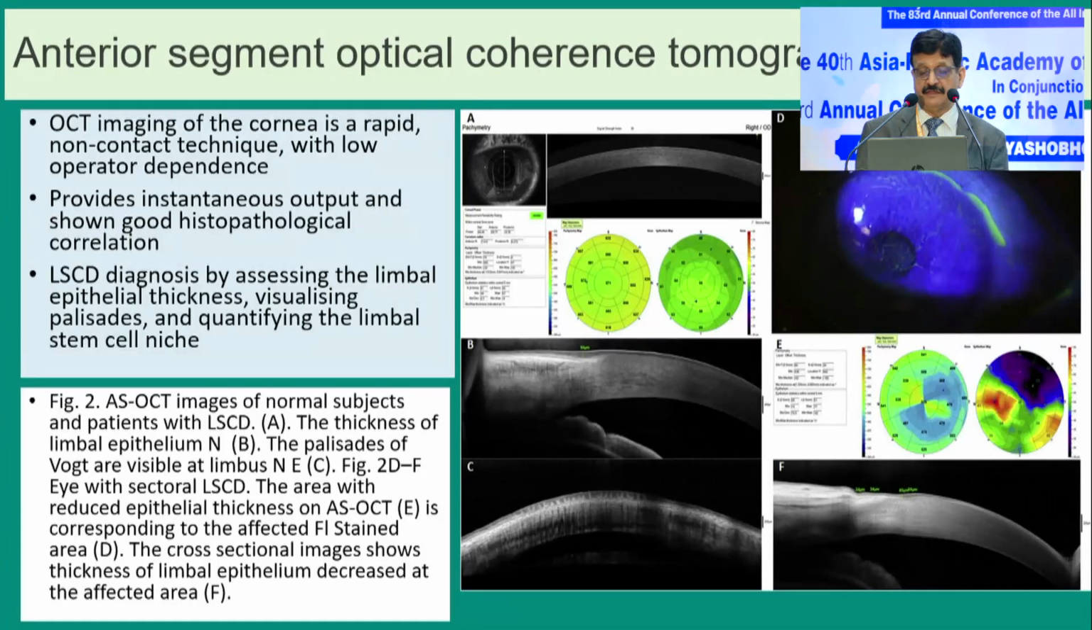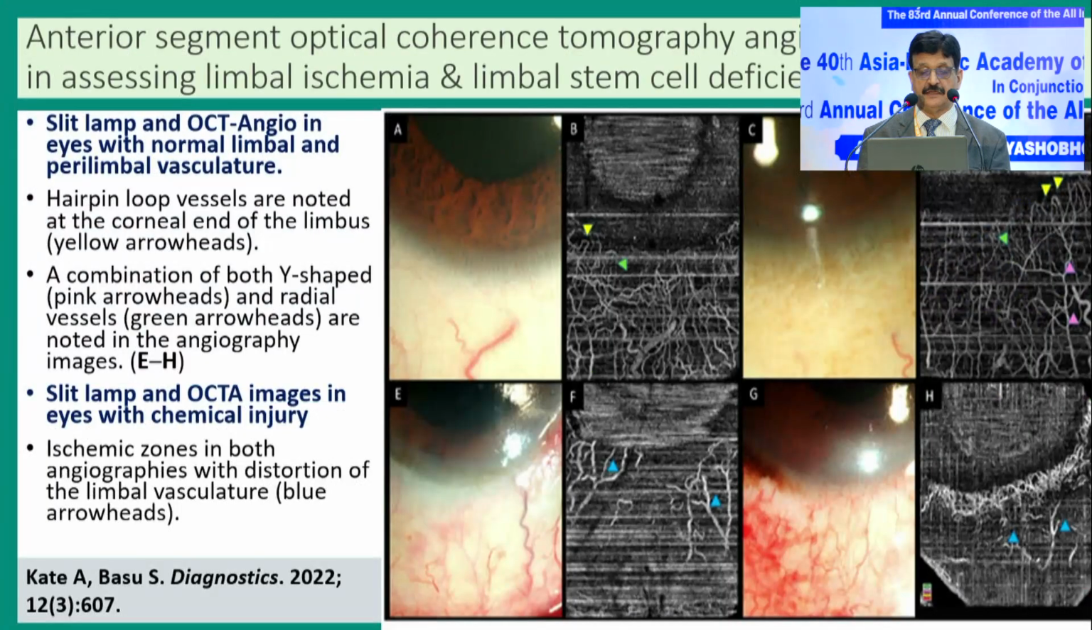So you can see the A picture is basically the normal one, and in the B picture, again, we are seeing the palisades of Vogt. Whereas in the D picture, you can see that there is a fluorescein-stained and fluorescein pooling area at the limbus. When we have examined this area on OCT, it shows that there is a thinning in that area. And again, in the limbal area, in picture F, we are seeing that the limbus is thinned. This is the area where there was pooling. So anterior segment OCT can also be helpful in supplementing the clinical diagnosis.